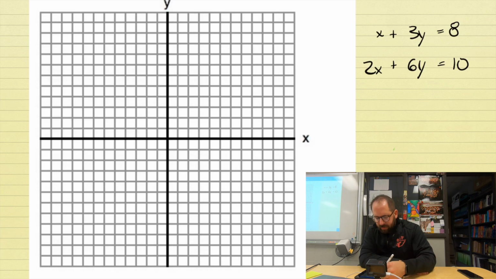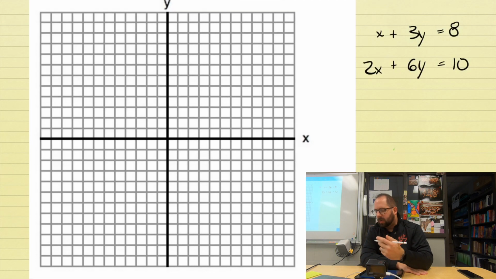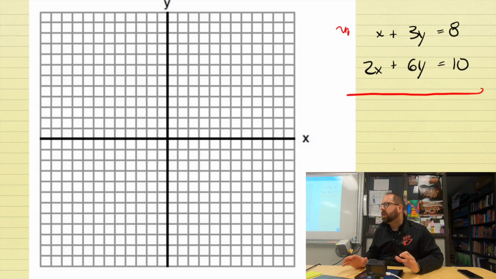I'll put the top one in red here. So I need to rearrange it. We'll go back to reviewing graphing. Again, this is not required when you get a special case. I just want you to see why it doesn't have a solution.